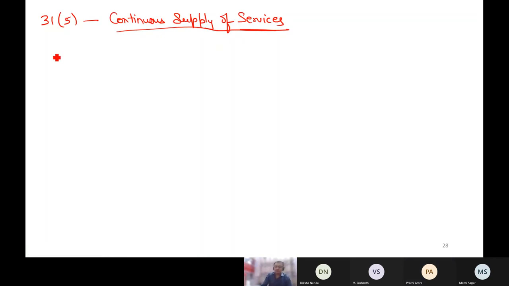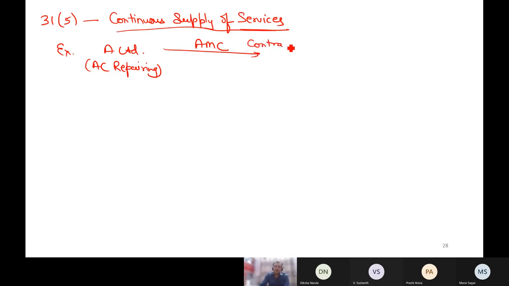Yes. Okay, now see what we were discussing in continuous supply. My example was, for example, A Limited, an AC repairing services provider. So many times institutions avail an annual maintenance contract. This AMC contract was given by XYZ college for a one year period. For continuous supply, it is necessary that the contract must mention a period of more than 3 months. So it's a 1 year period.